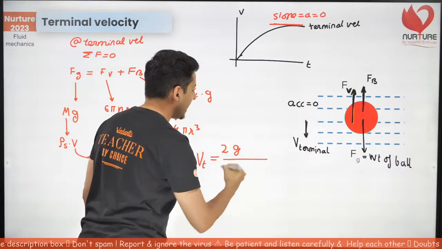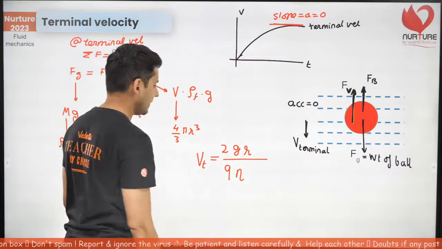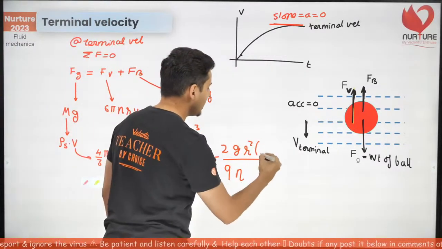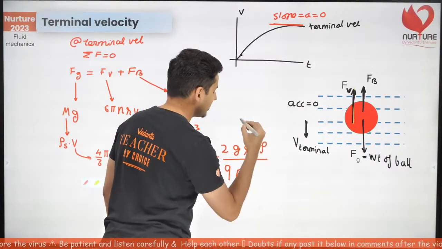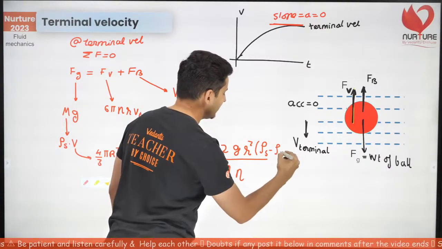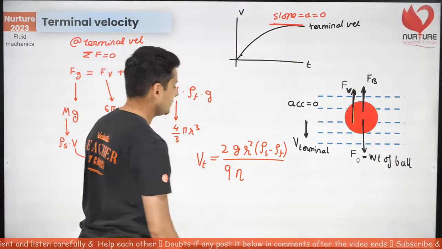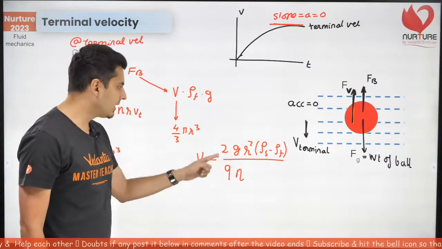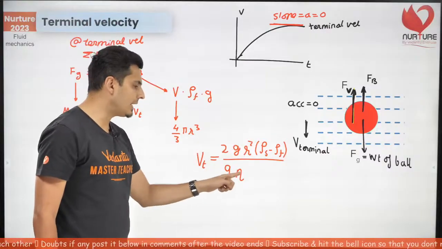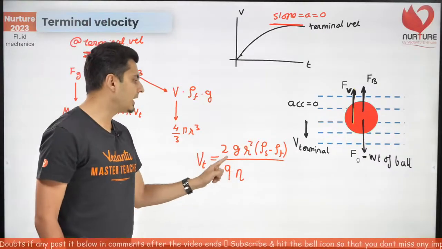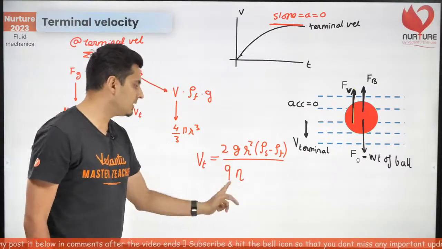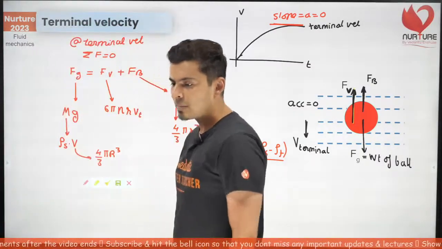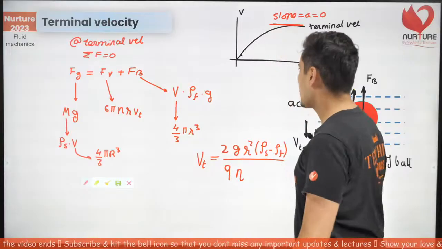So that's it. And then you have R. Think about it, square will be there, and you will have the difference of density. So the solid's density minus the fluid's density. So that's the formula. 2 is there, R square is also there, G is similar to 9, and 9 eta, remember it. So 2 by 9 G R square, difference of the density by 9 eta. That's the answer.